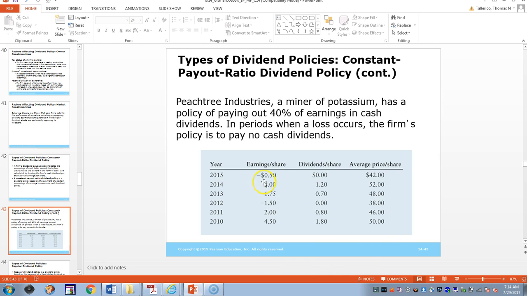So here's an example of a policy of paying out 40% of earnings in cash dividends. In periods when a loss occurs, the firm's policy is to pay no dividends, right? So here's the earnings per share. Take 40% of this and you'll get $1.20. Just keep taking 40%. You'll notice that when this is negative, they don't pay a dividend. That's all. It's just simple math here to find out the dividend. And notice here, this was a loss, so there was no dividend. And over here, 40% of $4.50 is $1.80, right?